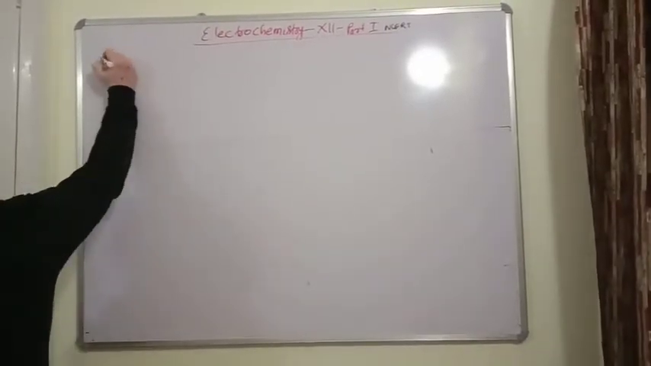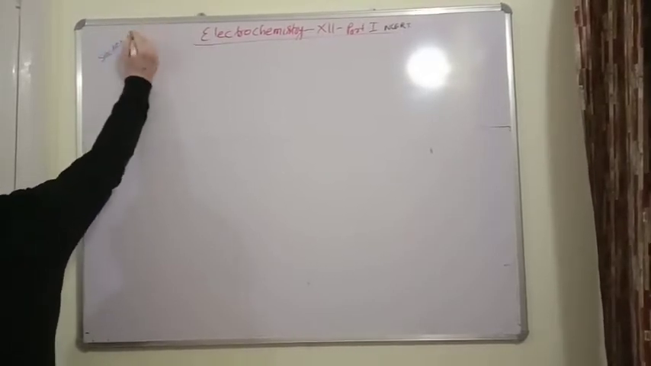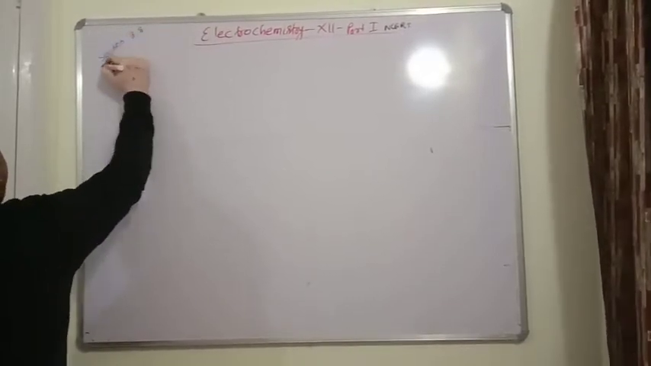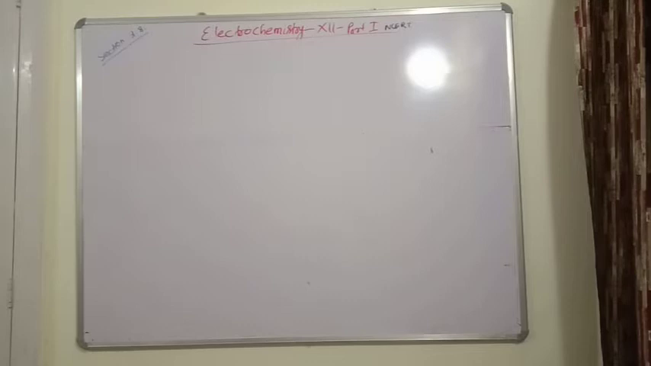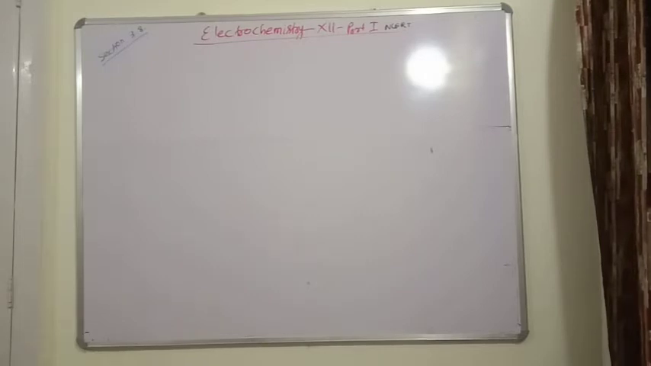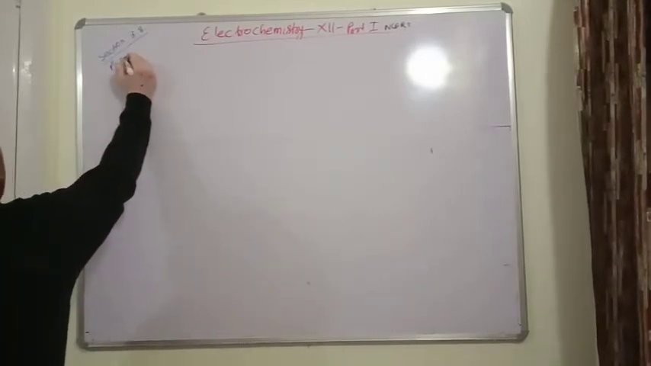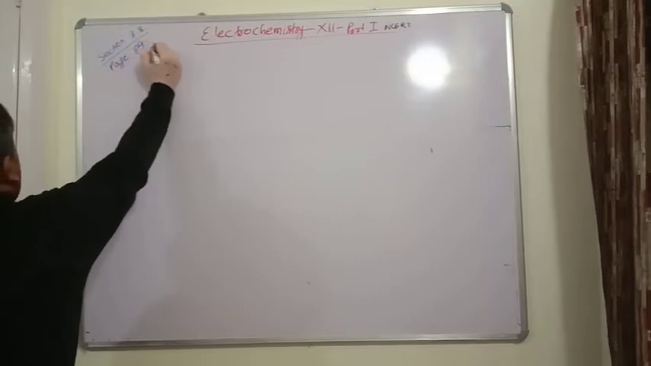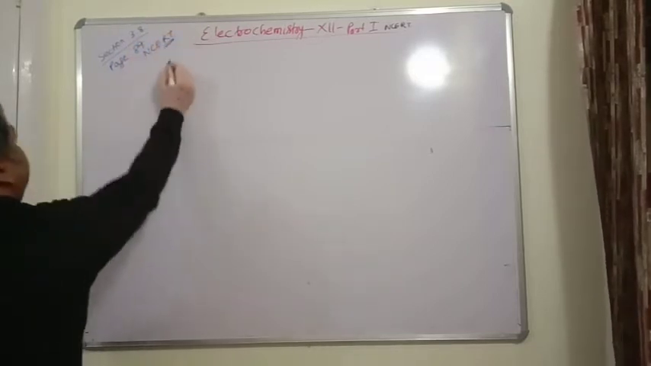Now we'll discuss section 3.8, because it is from chapter 3, in which the name of the topic is corrosion, and the page number is page number 89 of the NCERT book. In this we have to study about corrosion.